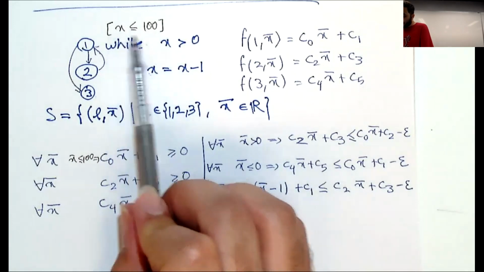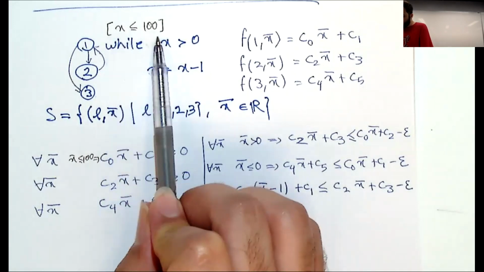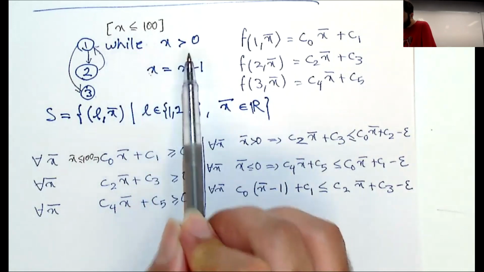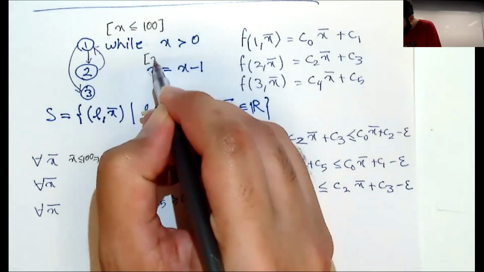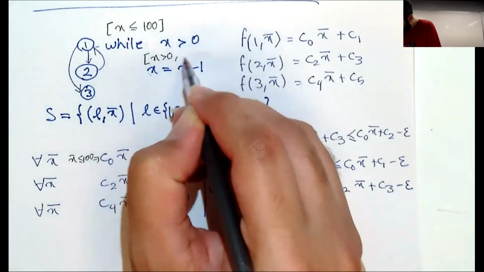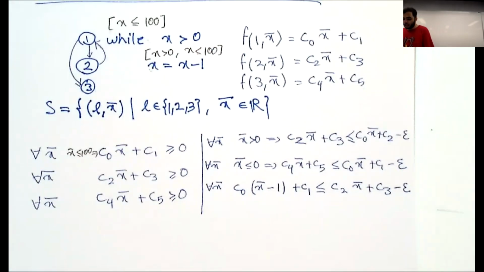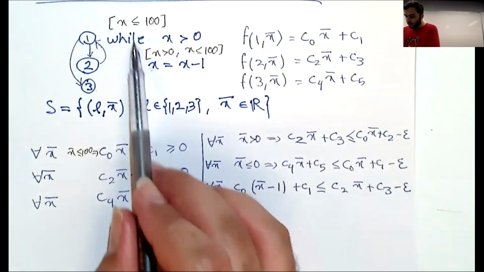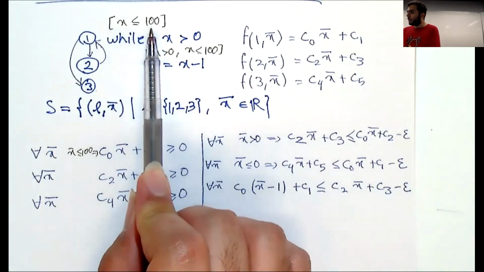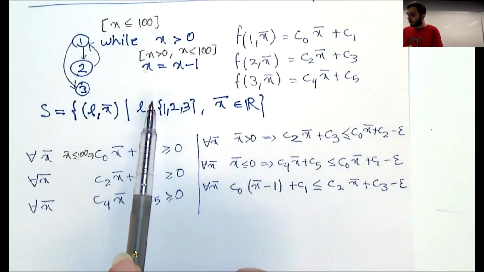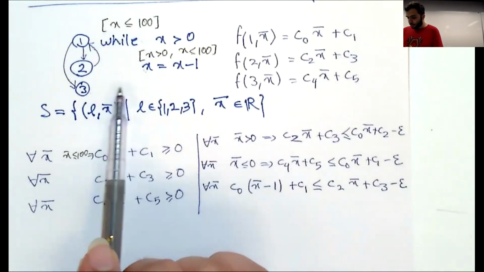So I know that x is at most 100 at line 1, but I have entered line 2, which means that x was greater than 0. Right? So at this point, I know that x is greater than 0, and also it's less than or equal to 100. Okay. What do I know at line 3 when the program has ended? Well, x was initially less than 100. And it was never increased, right? So x remains less than or equal to 100 here.